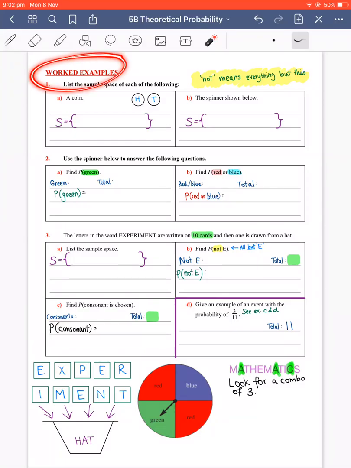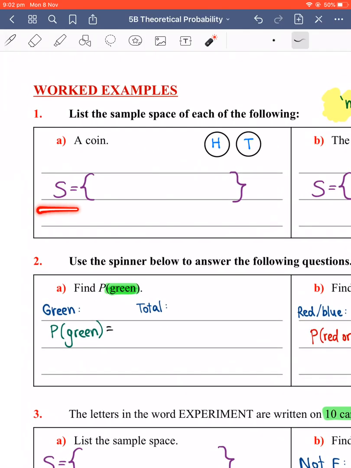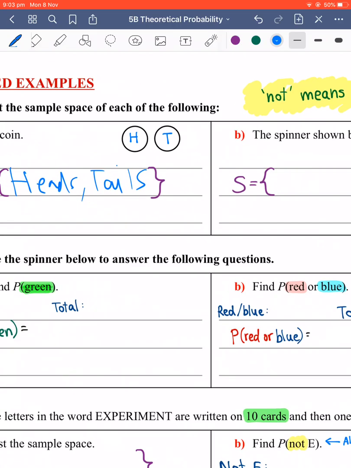Now onto our worked examples. So this first question we are looking at sample space. With sample space, remember we have to keep this notation. Okay, maths likes things that are very structured. So we have the letter S followed by equals, followed by the brackets, which encompass all the outcomes within that particular experiment. So for this one, with a coin, we have two possible outcomes. One is heads and the other is tails. So we can write heads, and then we've also got tails.